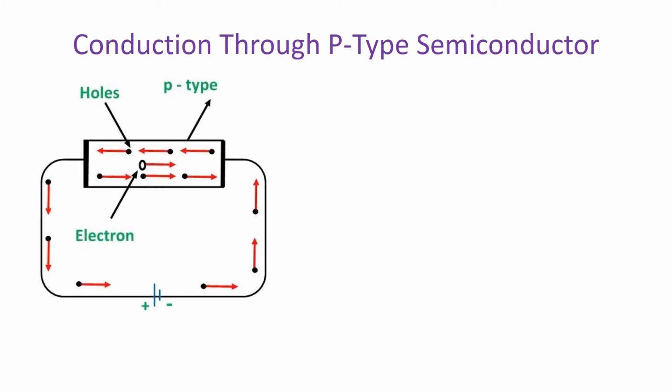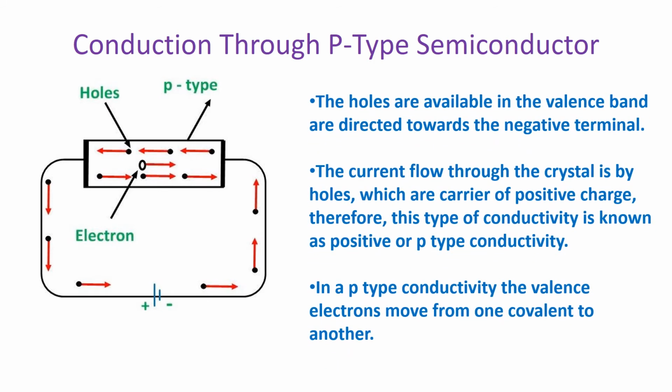So this is the circuit diagram which shows the conduction of current through p-type semiconductor. You can see some DC supply is given to the p-type semiconductor. So the holes which are available in p-type are attracted towards the negative terminal of the battery supply. So the current flow through the crystal is by holes, which are carriers of positive charge. So this type of conductivity, in which current conduction is possible due to majority charge carriers, is known as positive or p-type conductivity.